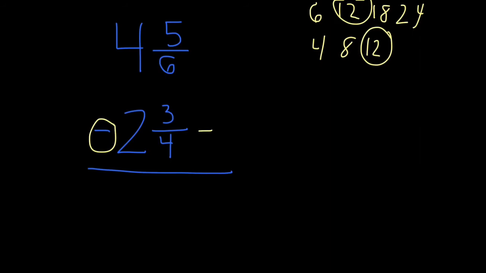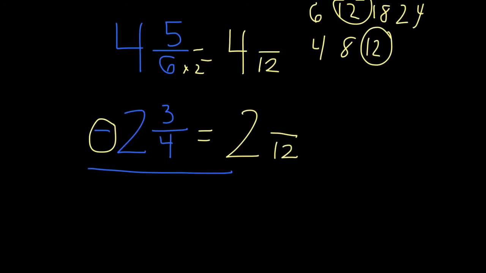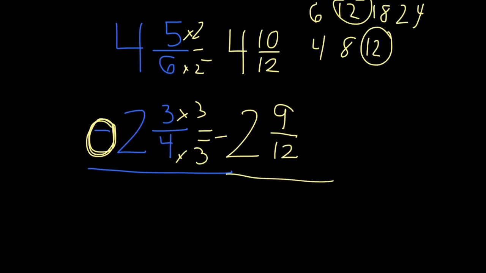Stop right in my tracks. 12 is in common. I'm going to remember to write my whole number and I'm going to turn them into twelfths. 6 times 2 is 12, so 5 times 2 is 10. And 4 times 3 is 12, so 3 times 3 is 9. And now I got to remember I'm subtracting. That's one error I've seen you guys do a lot, is forget what operation you're really doing here. So I'm going to subtract.